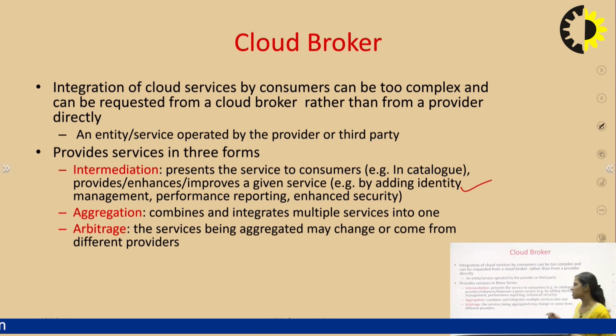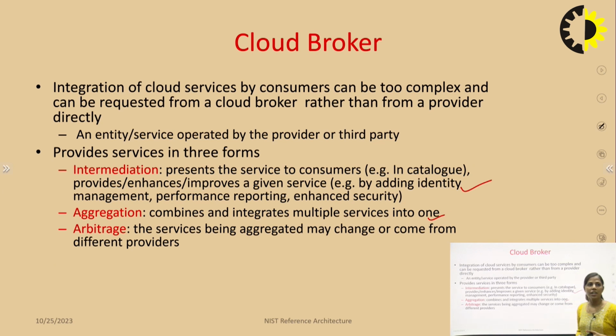Now the next term is aggregation. What does aggregation do? It combines and integrates multiple services into one. For example, if the cloud is providing S1 service and S2 service, what does the cloud broker exactly do? It can combine the different features of the 2 different services together to form one service. So this is how the cloud broker works or integrates the particular services.